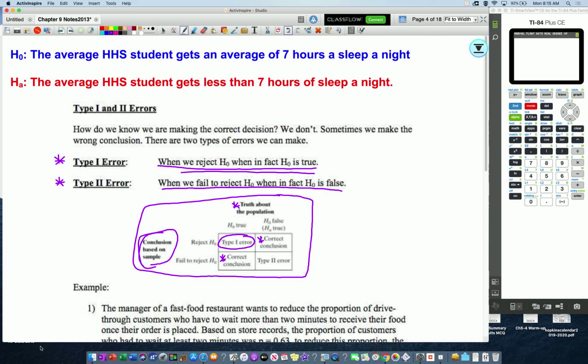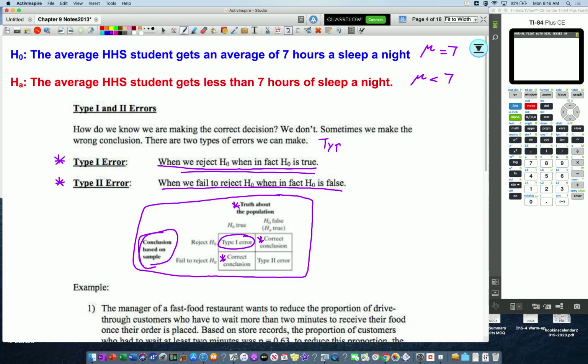The null hypothesis is the assumption that the average Hopkins high school student gets an average of 7 hours of sleep a night. Now, you guys probably don't think that's true. So your alternative would say the average high school student gets less than 7 hours of sleep a night. Symbolically, it would be like saying the mean is 7, and we believe that the mean is less than 7 hours.